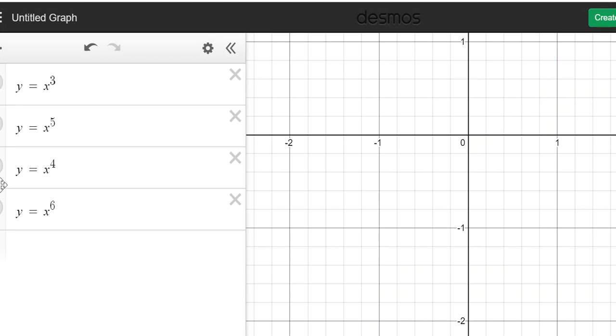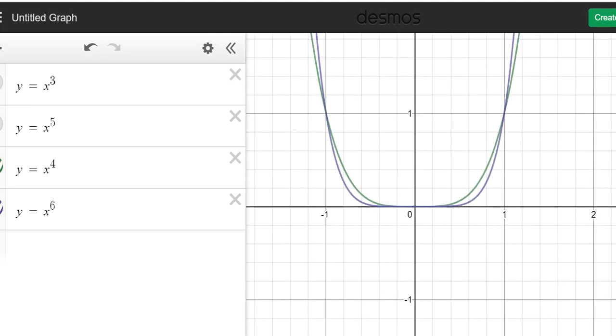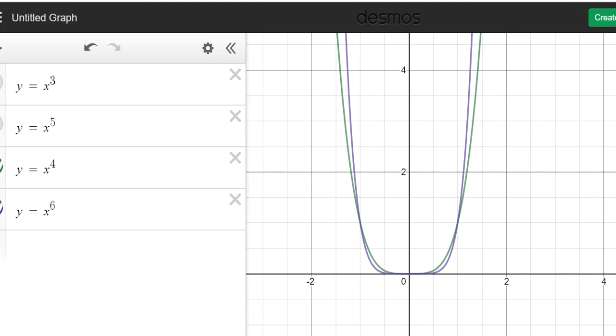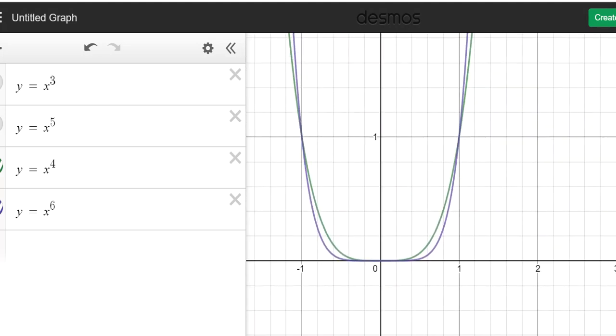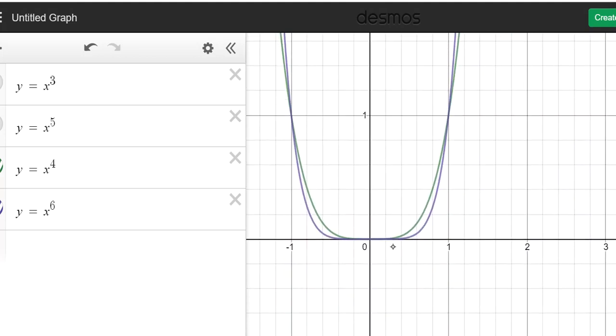Now, if we get rid of those and take a look at x to the fourth and x to the sixth, you'll see something very similar. The green is x to the fourth, and the purple is x to the sixth. Again, these two have very similar shapes to each other, almost looking like parabolas in a sense. And you can see that the purple hugs to the y a little bit closer up here. But then once you get to that 1 point, you can see that they kind of switch. But again, that origin's at 0, 0.